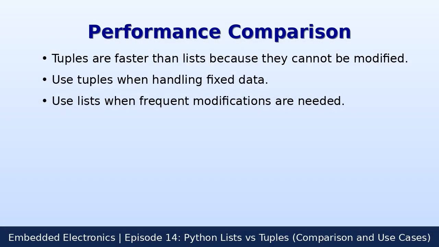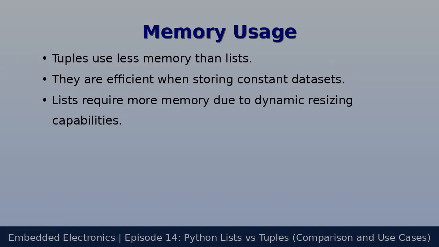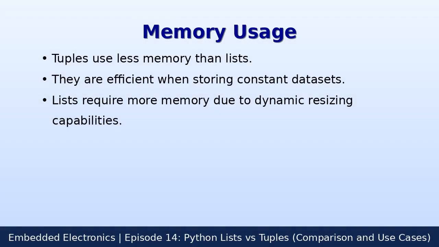Tuples perform faster than lists because their immutability allows optimization. Lists are better for dynamic data. Tuples consume less memory than lists, making them useful for fixed data. Lists use more memory because they can grow.